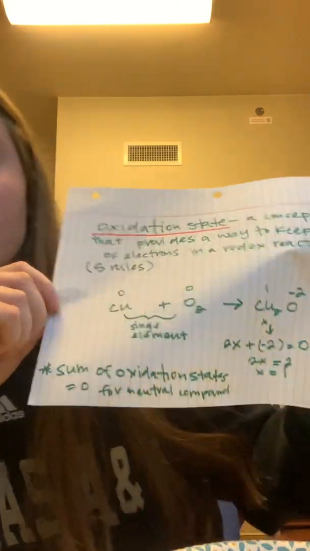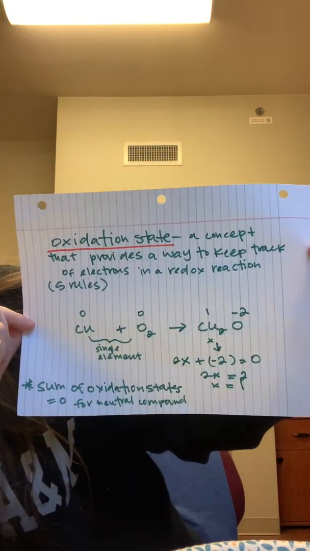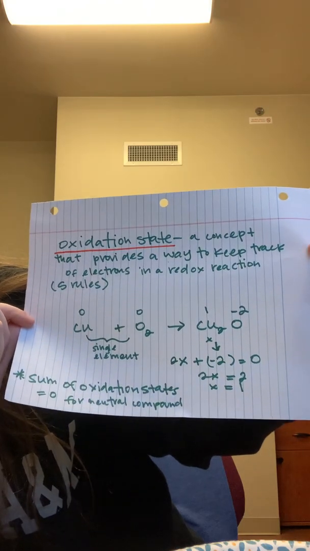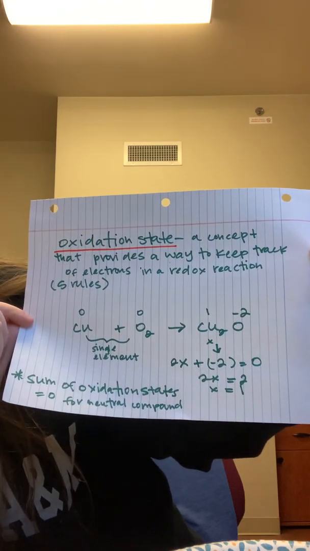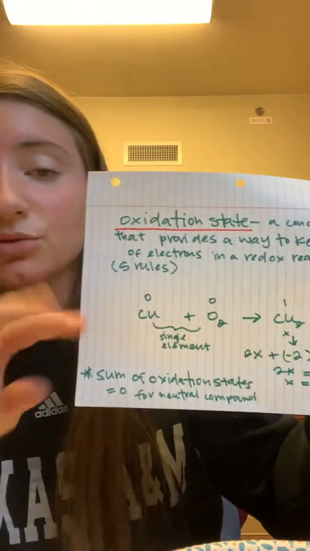We know that this is an oxidation reaction because there is an electron transfer. There's a transfer of electrons between two of the reactants on the product side. And I'll show you this because in oxidation state, we track the electron transfer through oxidation states. And an oxidation state is a concept that provides a way to keep track of electrons in a redox reaction. There are 5 different rules with oxidation states, and I'm going to be showing you 2 of the different rules.